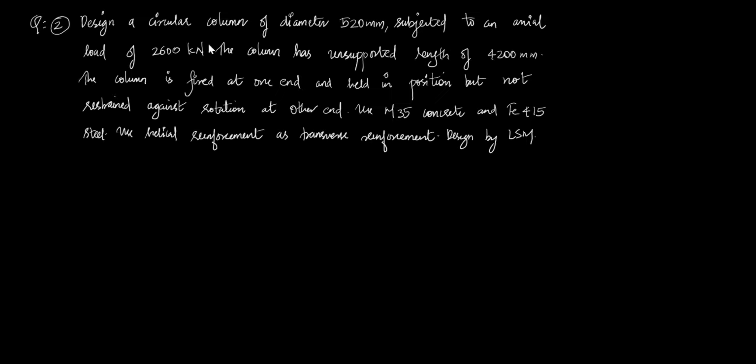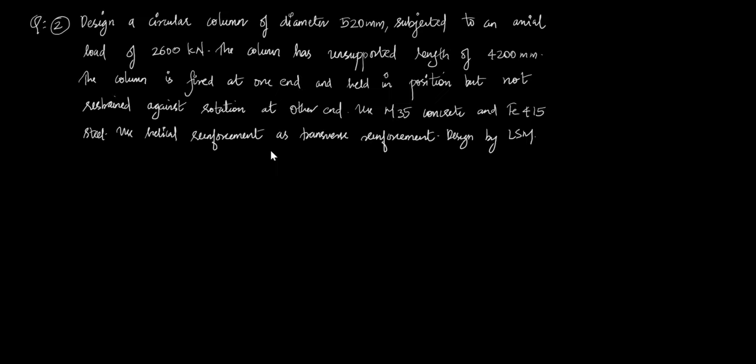So here you are given a circular column having diameter 520 mm subjected to an axial load of 2600 kilonewton. The unsupported length of the column is given as 4200 millimeter. The condition of the end supports is given. The grade of concrete to be used is M35 and Fe 415 steel is to be used. Here in this question it is given to use helical reinforcement as transverse reinforcement. So you need to design a circular column with helical reinforcement.